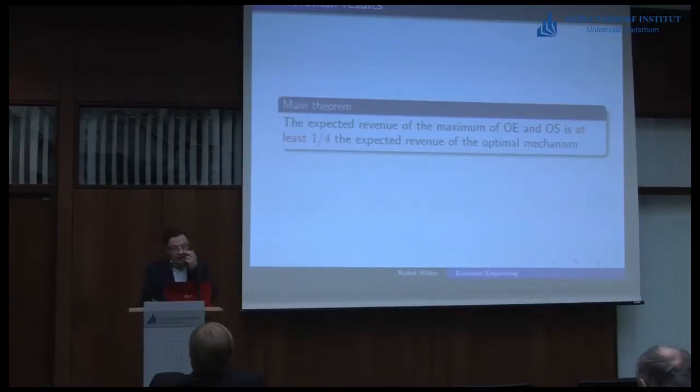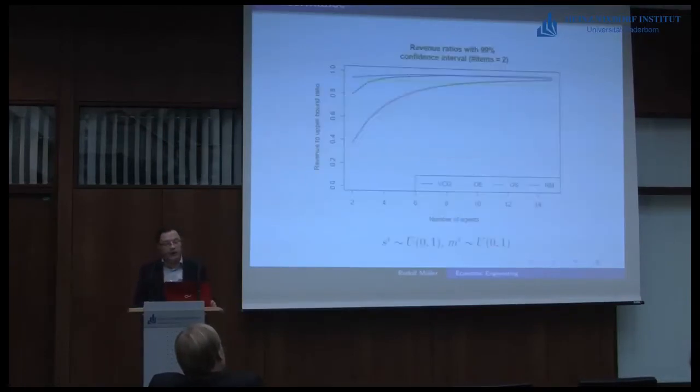Now we have a theoretical result here. The expected revenue of the maximum of the only-exclusive or only-shared auction is at least one-fourth of the expected revenue of the optimal mechanism. And we use these two upper bounds to prove that. And here, more importantly, are the computational results that we get. And that is almost the last slide of my presentation.